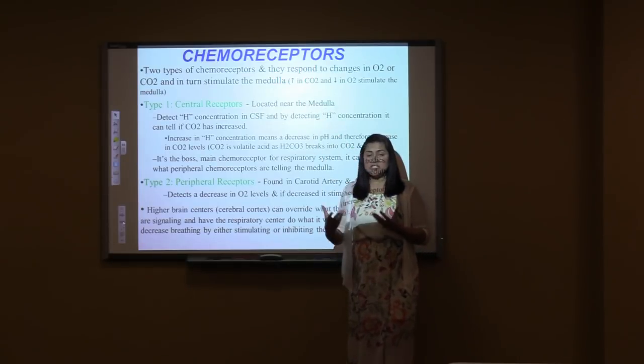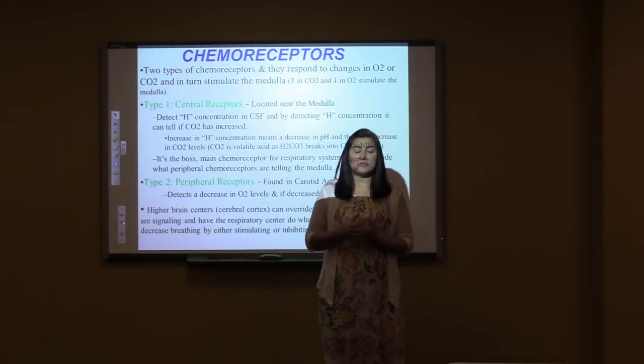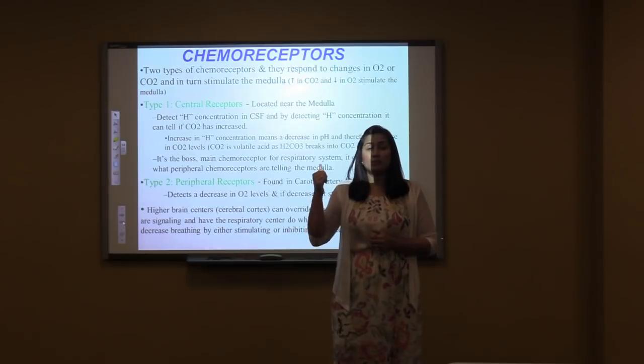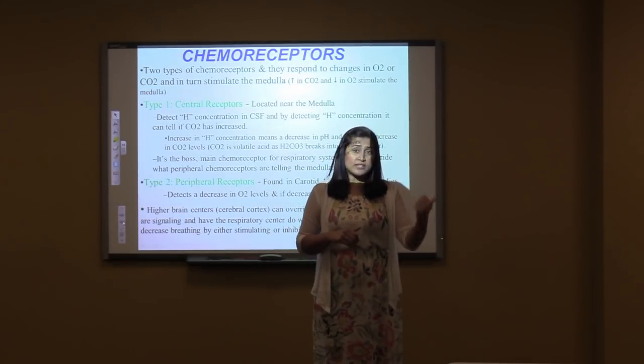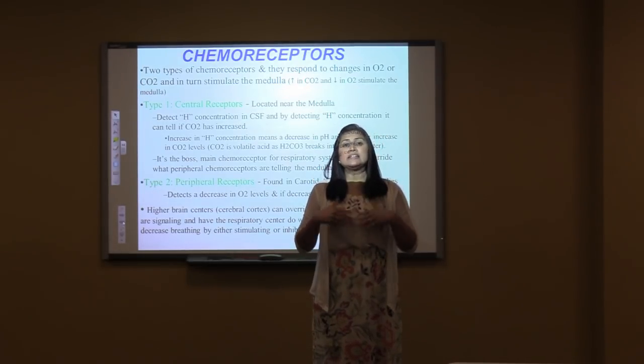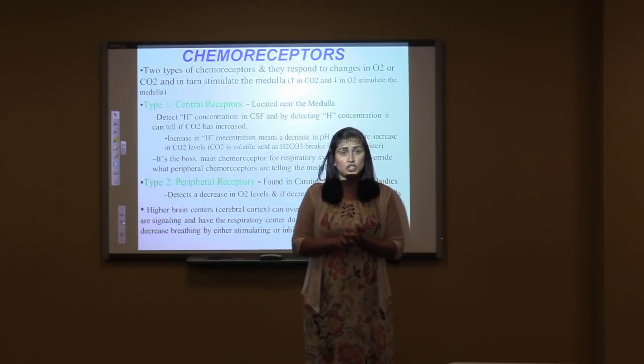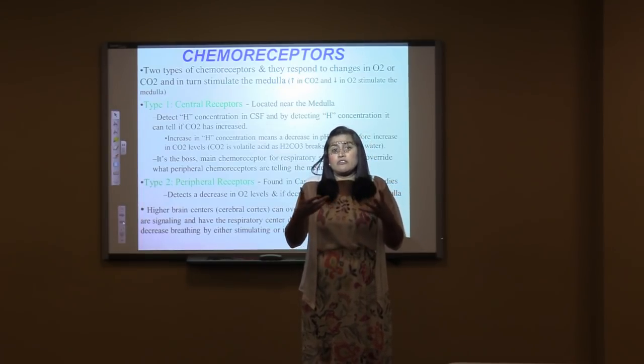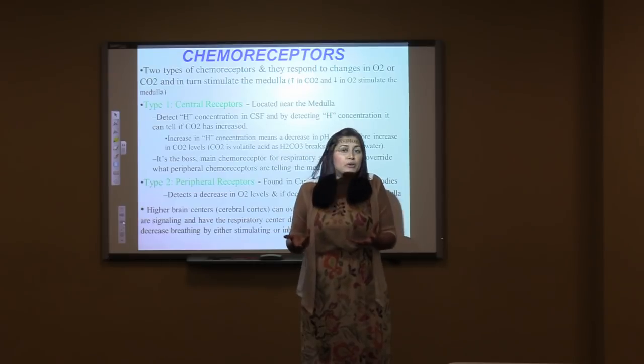So what happens once these chemoreceptors get stimulated? As my previous slide said, anytime peripheral chemoreceptors or central chemoreceptors get stimulated, they tend to stimulate the respiratory center. Okay? It's basically telling our body that we need to take a breath.